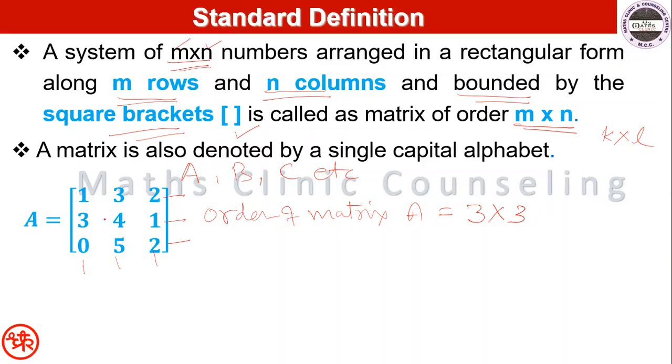These are columns, C1, C2, C3. These are rows, R1, R2, R3. R stands for row. R1 means first row, R2 second row, R3 third row. C1 is the first column, C2 second column, C3 third column. So that is the number of entries. And so what is the order here?